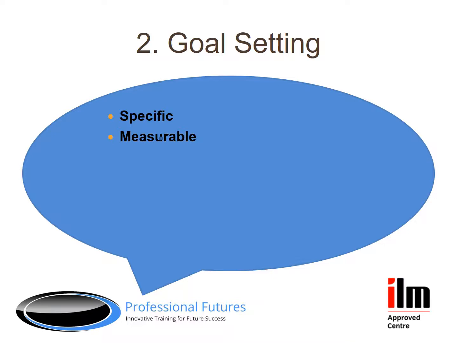So the next one is A, and that stands for achievable or attainable. So this is where you need to consider whether your goal is achievable. So my example would be yes, as my research shows that other training providers can achieve up to 1,000 new subscribers or students in one given year.